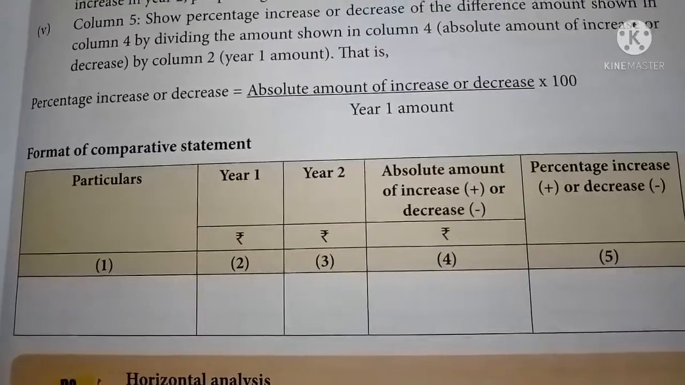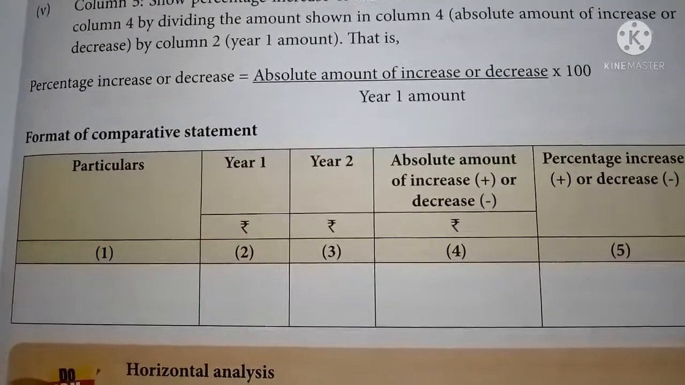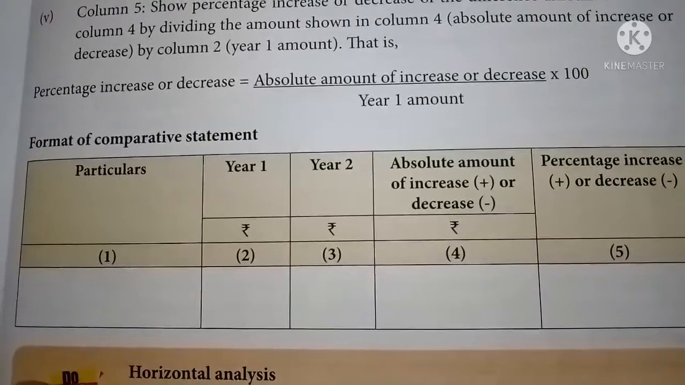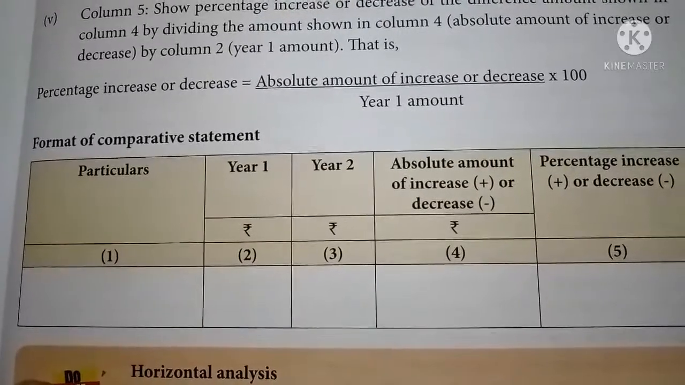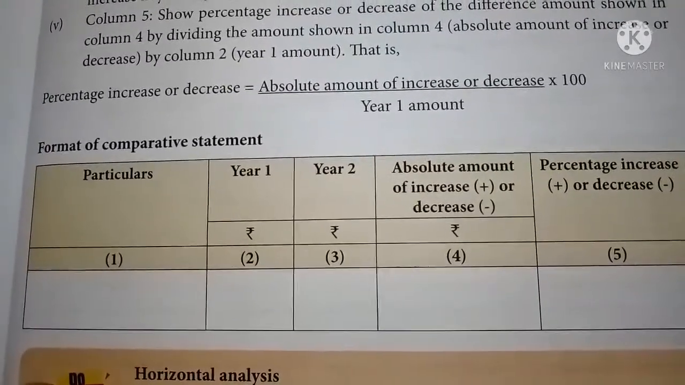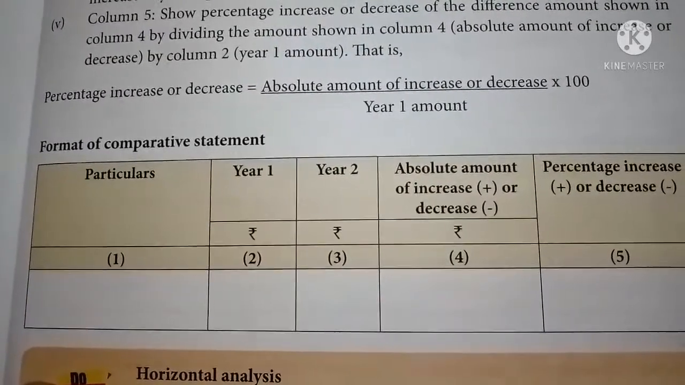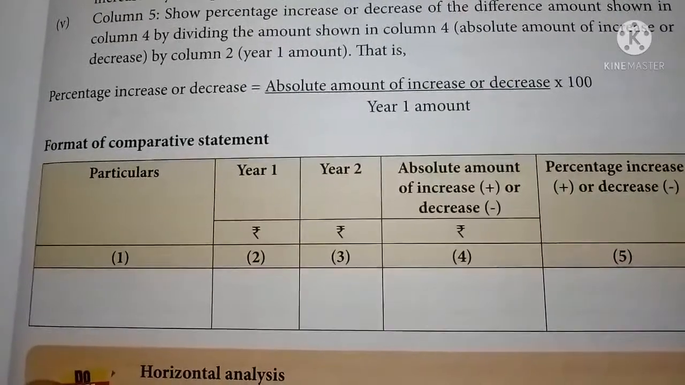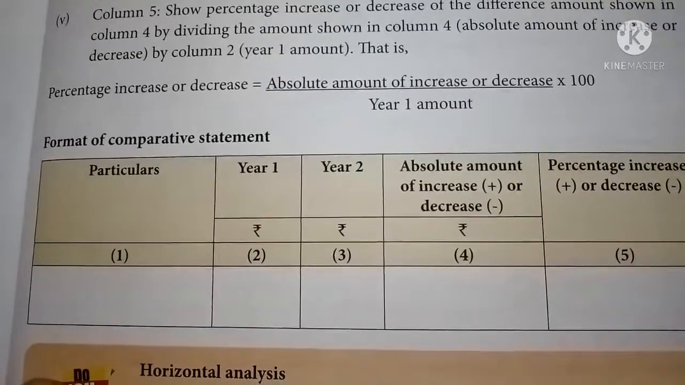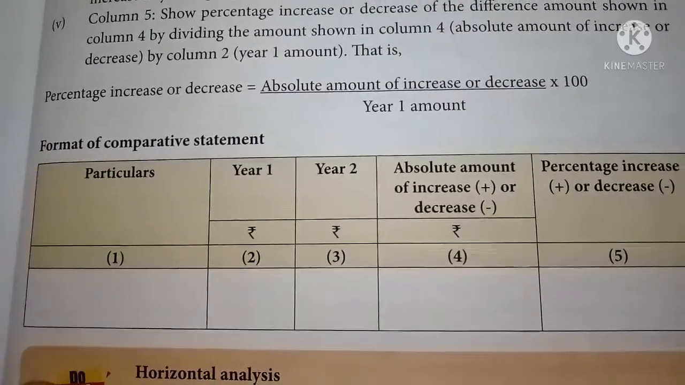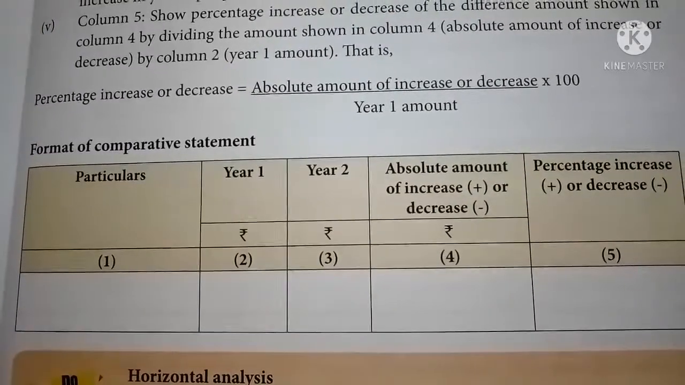Next, the last column will be the percentage of increase or decrease. So the difference that arises by comparing each and every item, the second year amount to the first year amount, whether increase or decrease, will be expressed in terms of percentage. For each and every item, find out the difference, and in the same way you can convert it into percentage. So it is a specimen of preparing a comparative income statement or balance sheet.